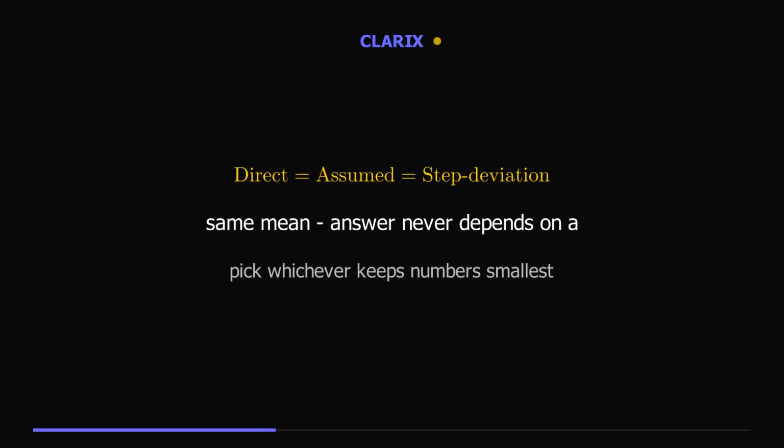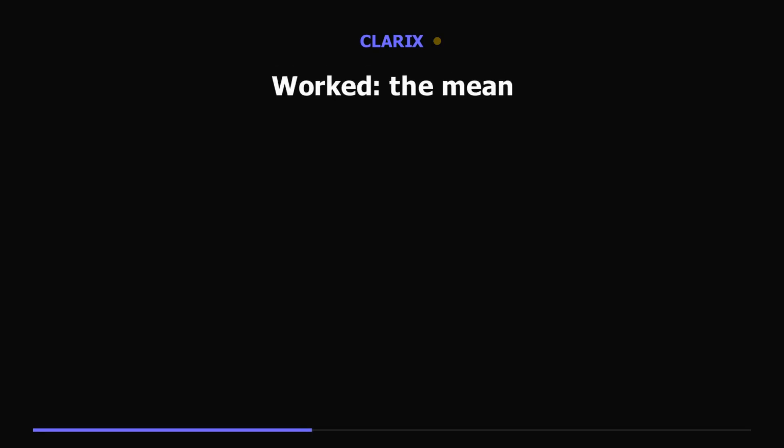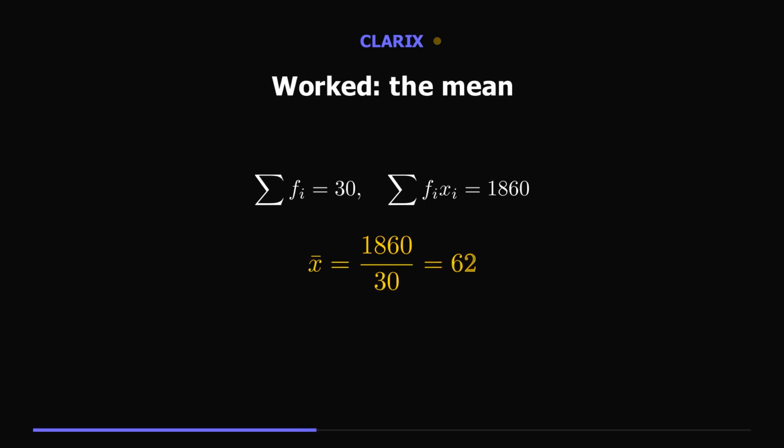All 3 methods give exactly the same mean. Assumed mean and step deviation are just shortcuts of the direct method, and your answer never depends on which you pick. So choose whichever keeps the numbers smallest, usually step deviation. Quick worked one. Suppose the total frequency, the sum of fi, is 30, and the sum of fixi comes to 1,860. The mean is just 1,860 over 30, which is 62.